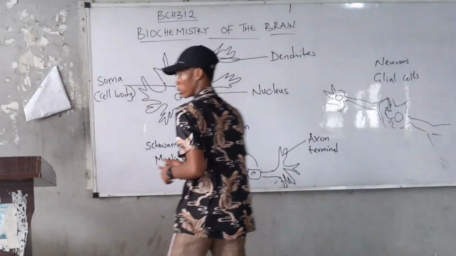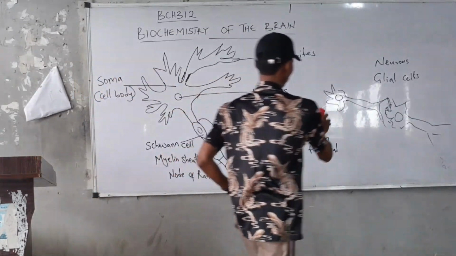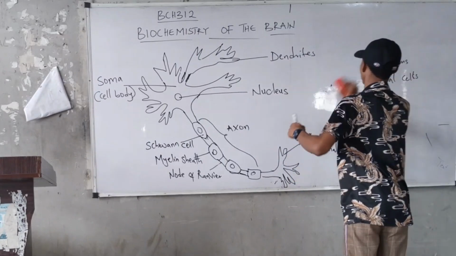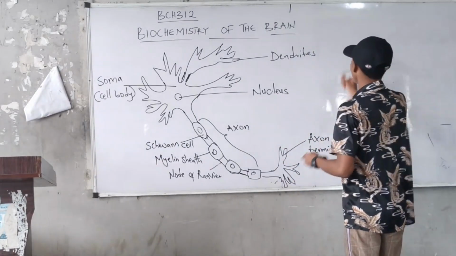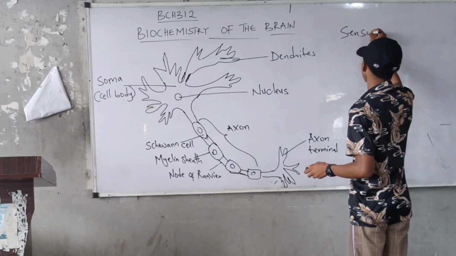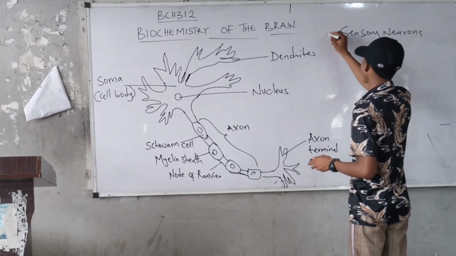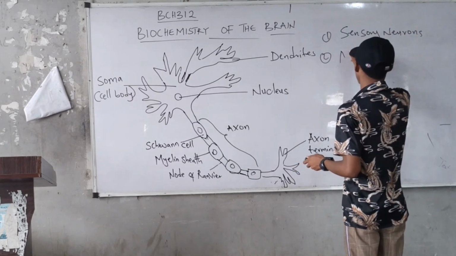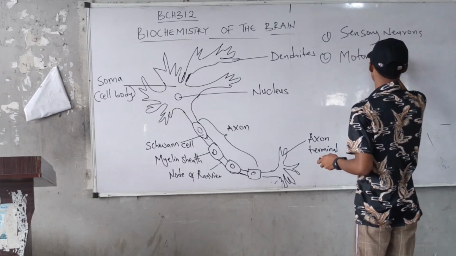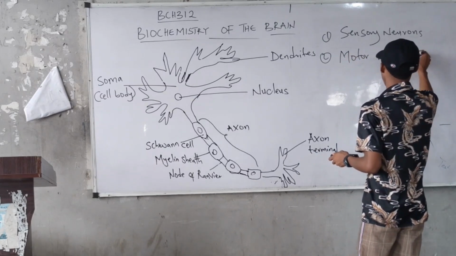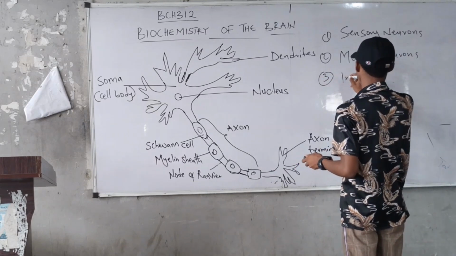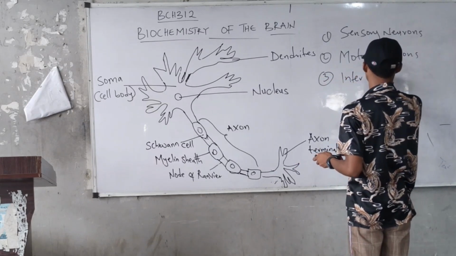One is the sensory neurons. The second one is the motor neurons. And the third one is the interneurons.